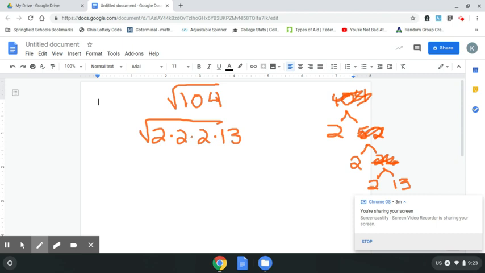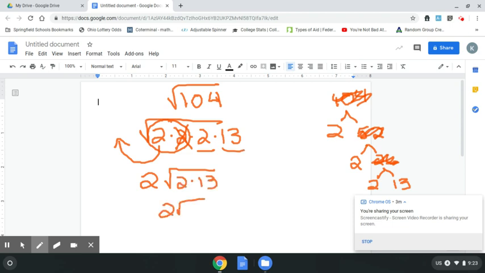Looking for partners, I found one right here. Happy part of the story, this guy gets out. Sad part of the story, this guy dies. So I got a 2 on the outside. This 2 and this 13 never found any partners, so they had to stay in. 2 times 13, as I clean this up, is 26. So the square root of 104, the simplified radical form, is 2 times the square root of 26.